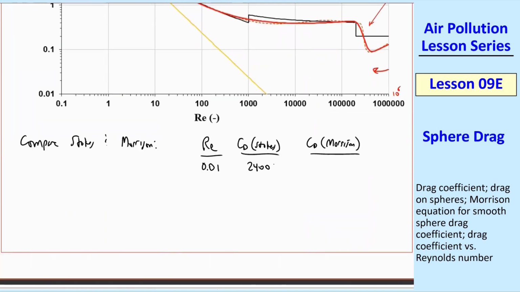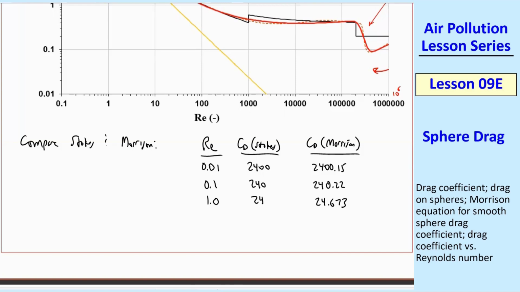What does Morrison give you? It gives you 2400.15. So it's really, really close. We never give things more than about 3 significant digits at the very most. So we're in good shape for a very low Reynolds number. At 0.1, you get 240, and Morrison gives you 240.22. So that's why I say below 0.1, Stokes flow is a very good approximation. At 1.0, we get 24. Now in Morrison we get 24.673. So you can see you're starting to get some error in the second digit. So we round that to 25 in 2 digits.